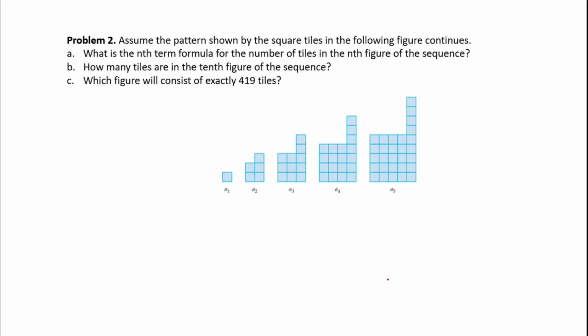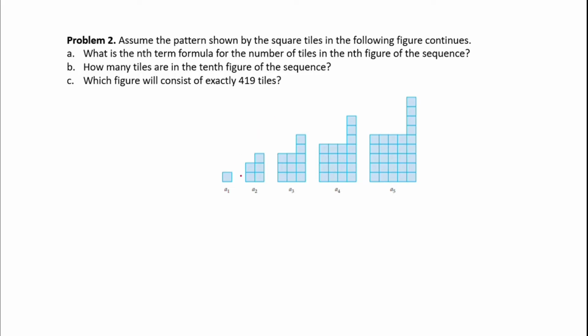In number 2, assume the pattern shown by the square tiles in the following figure continues. What is the nth-term formula for the number of tiles in the nth figure of the sequence, how many tiles are there in the 10th figure, and which figure will consist of exactly 419 tiles?